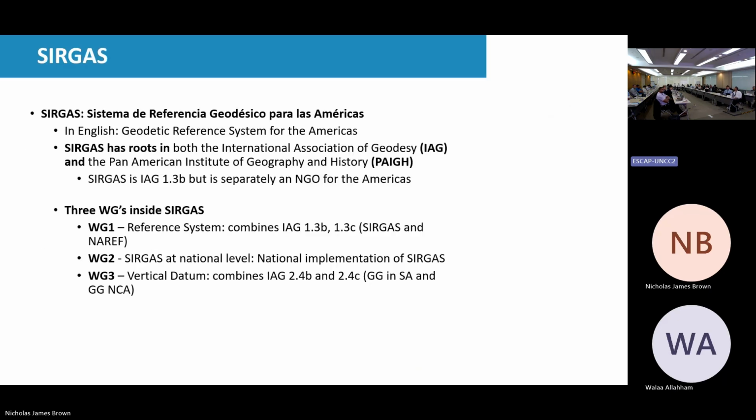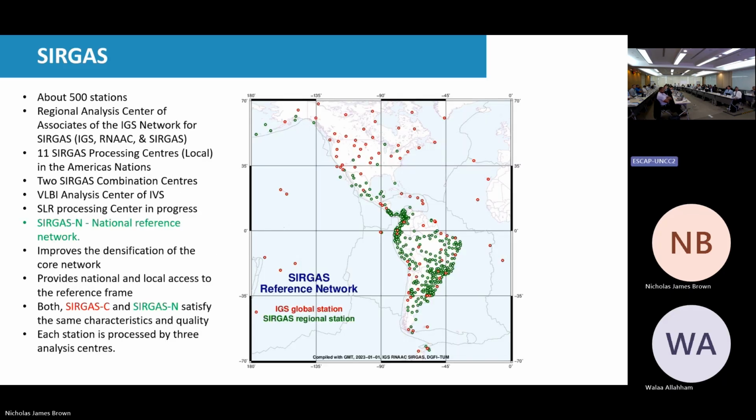And then SIRGAS, which really started off as South America. They're now trying to bring that together with North America as well, which is great, to be a regional reference frame for the Americas. There's a great team involved in SIRGAS, which came out of a lot of the people working and operating within South America, and people like Dan Roman working very hard to try and link the North and the South, which is fantastic. They have about 500 stations. They've got 11 different local processing centers and 2 SIRGAS combination centers, which is fantastic. And they also do, which is different to the other ones, VLBI and SLR as well.